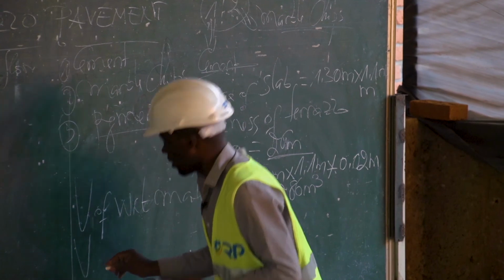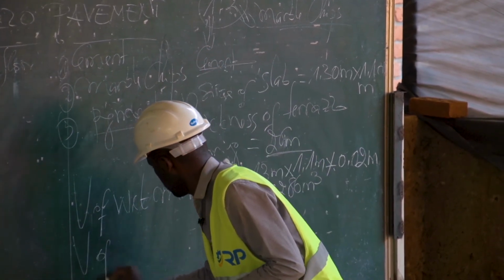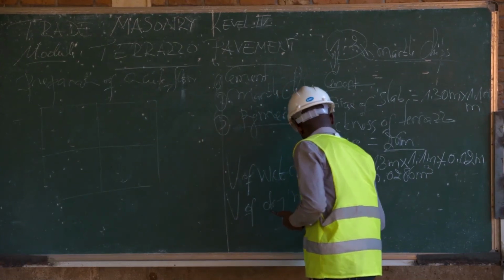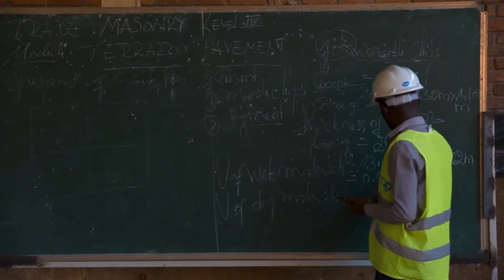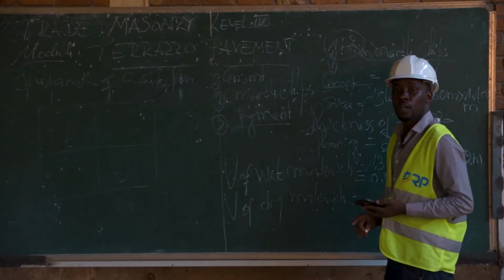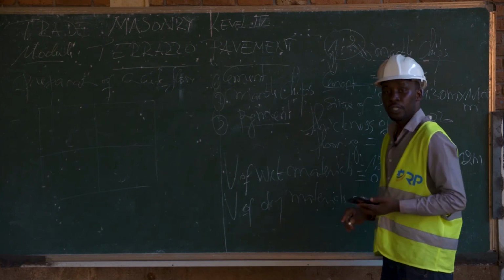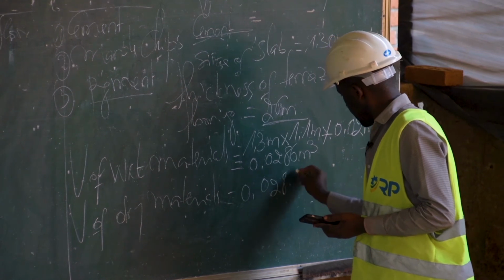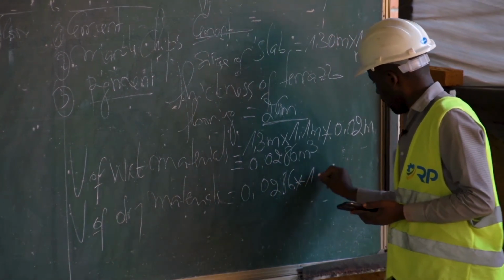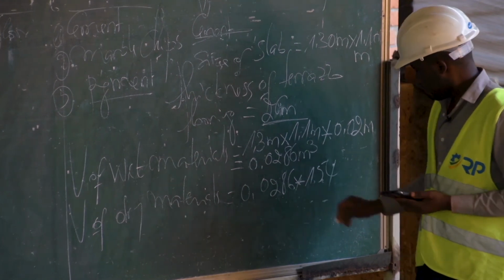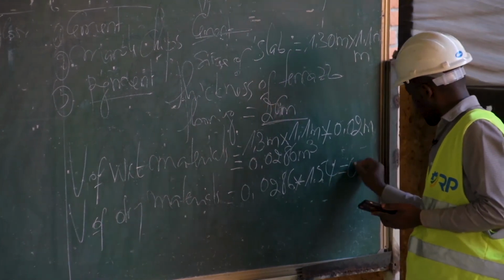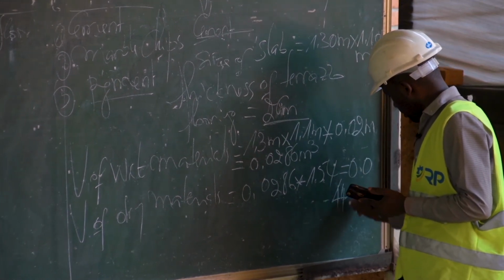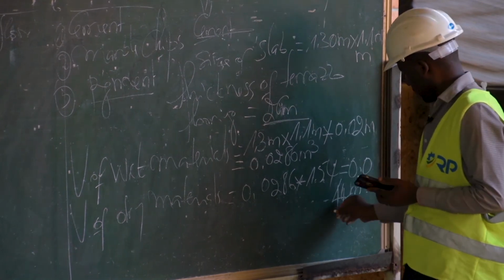Then we determine the volume of dry material, which is equal to the volume of wet material times 1.54 as the coefficient of bulking, 0.026 times 1.54. This will give us 0.044 cubic meter.